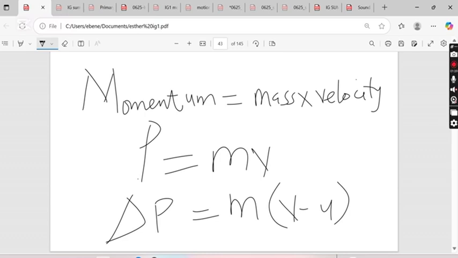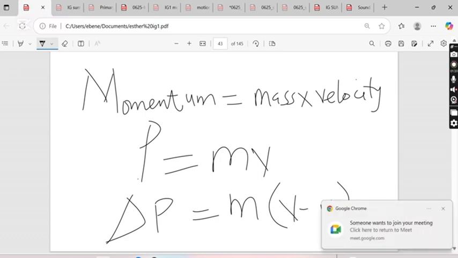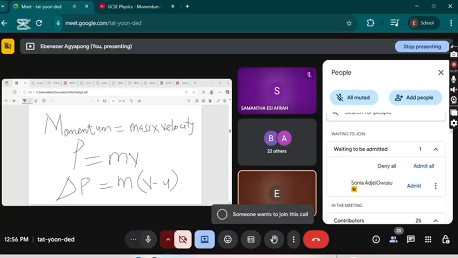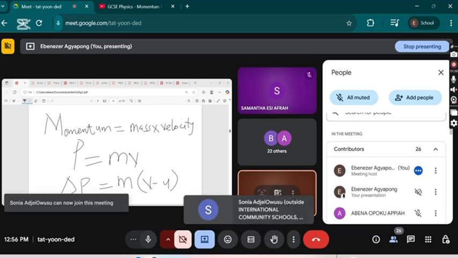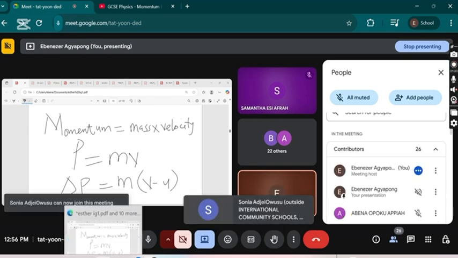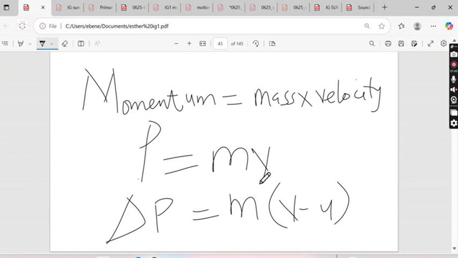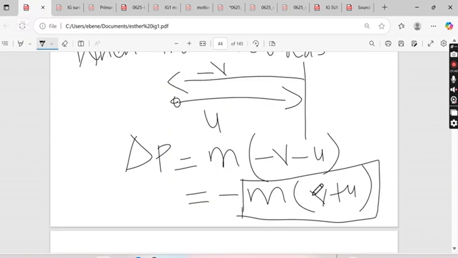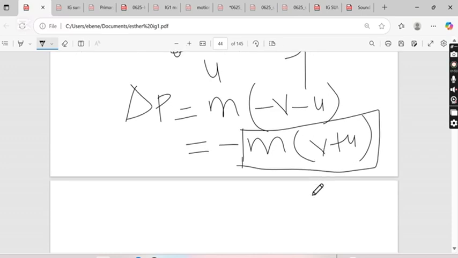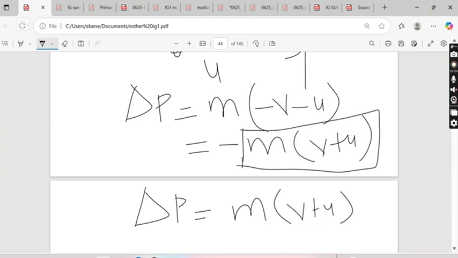Its mass M, its velocity V. When there is change in momentum, that is where we will have the initial momentum subtracted from the final momentum. So these are the equations that we are going to use so far. When it rebounds, finally, we are going to write the change in momentum to be equal to M in bracket V plus U for the magnitude, because at your level, mostly it is the magnitude that we are interested in.